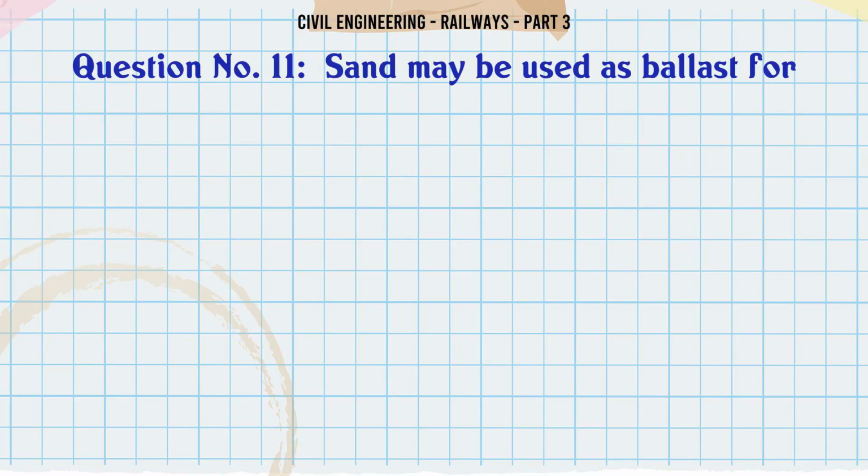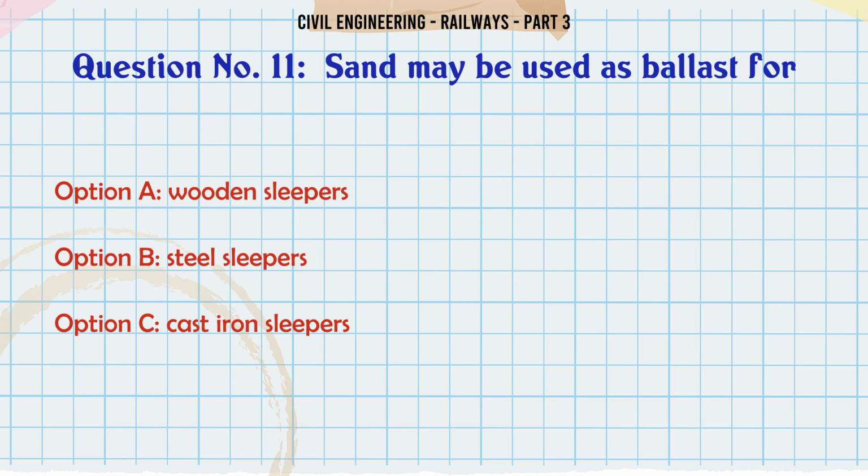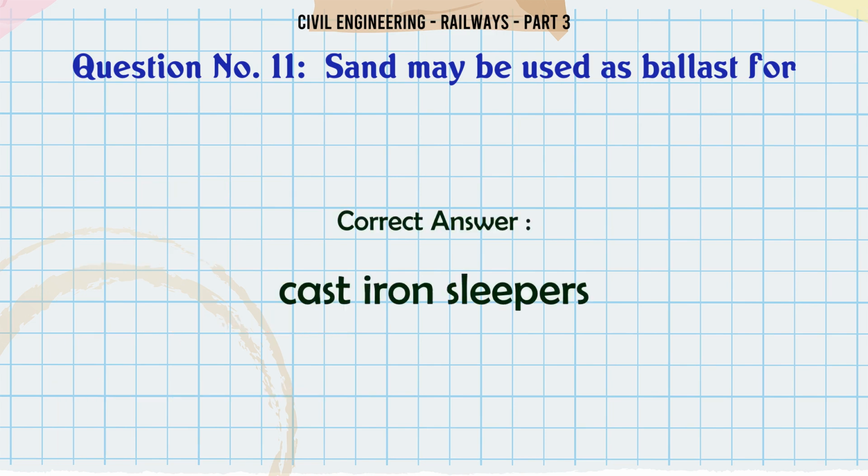Sand may be used as ballast for A, wooden sleepers, B, steel sleepers, C, cast iron sleepers, D, all the above. The correct answer is cast iron sleepers.